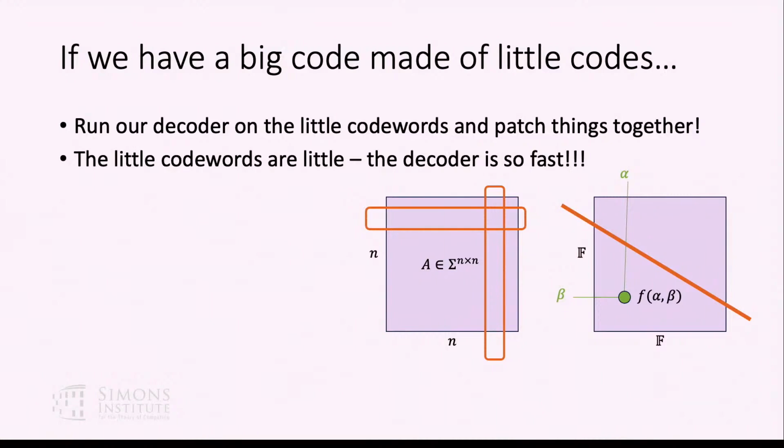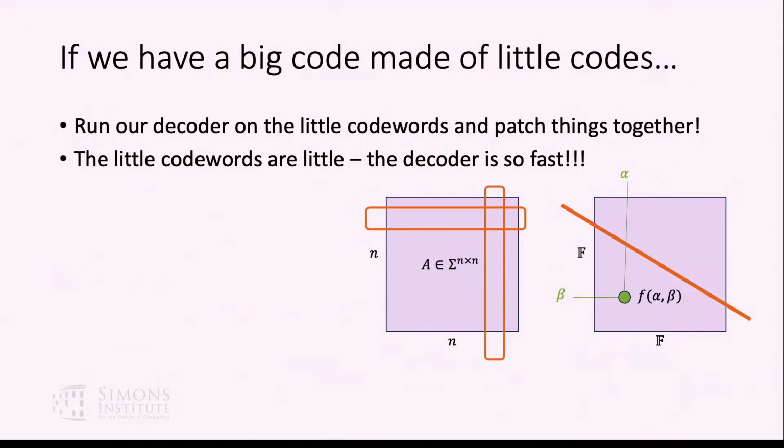And the hope is that, because the code words are little, this is going to run very quickly, right? Even if I have an algorithm for my base code that takes time like n squared or something, if the whole block length is n squared, then all of a sudden that's linear time, not quadratic time. Yay. So that's the hope.